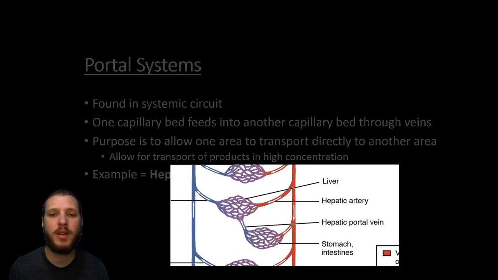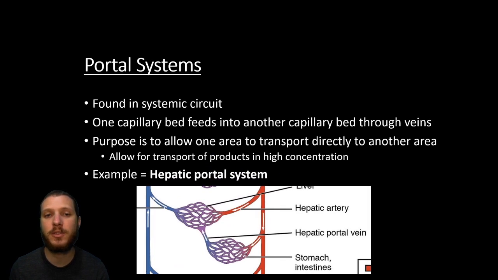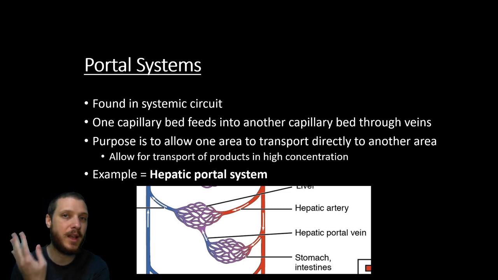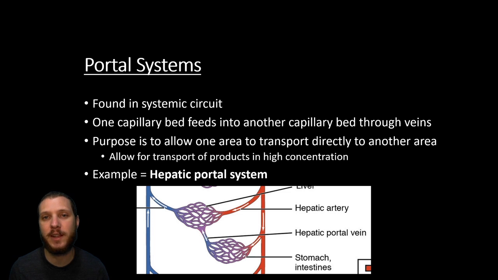And there's going to be a special part of that systemic circuit that we're going to call portal systems. And if you remember in the endocrine system, we saw that hypophyseal portal system where there's a direct connection between the hypothalamus and the pituitary gland, called the hypophyseal portal system. And again, the idea is that it's a direct connection from one area to the other. And this is going to allow transportation of products in high concentration. We don't need to send it through the entire system. We can skip and make a little shortcut to a certain area.